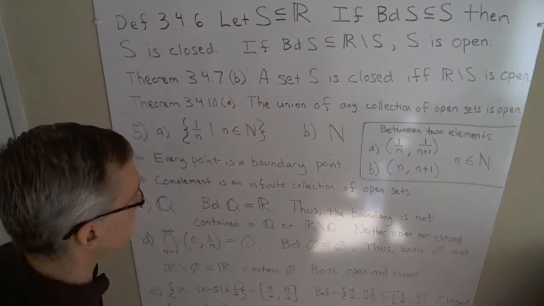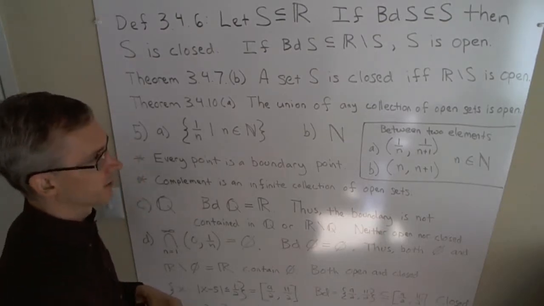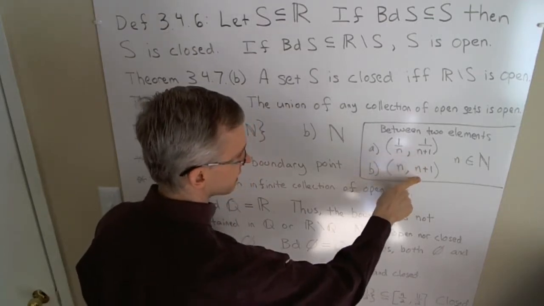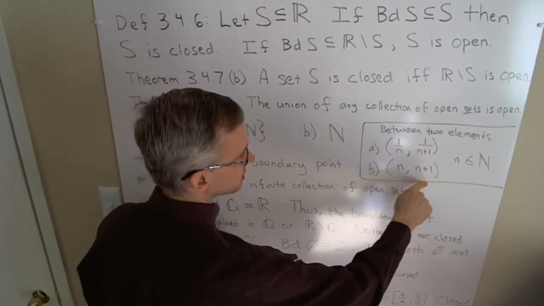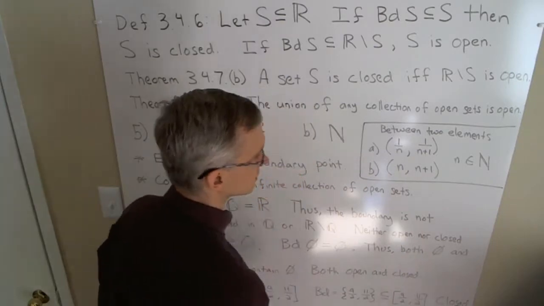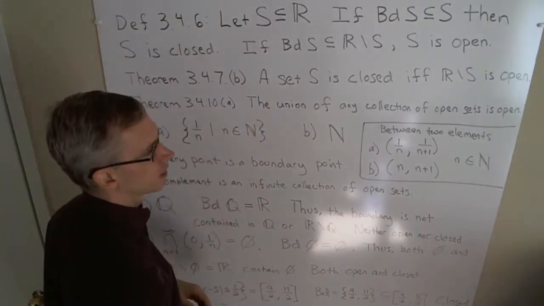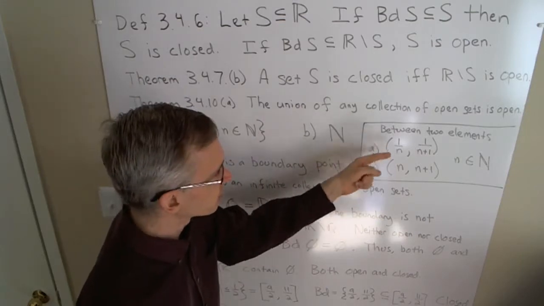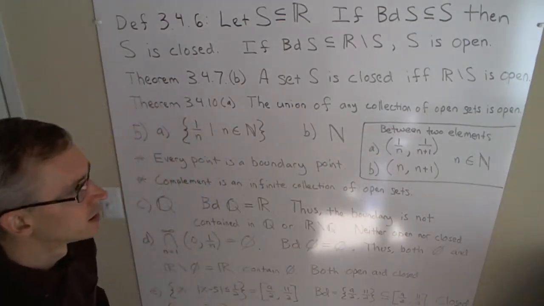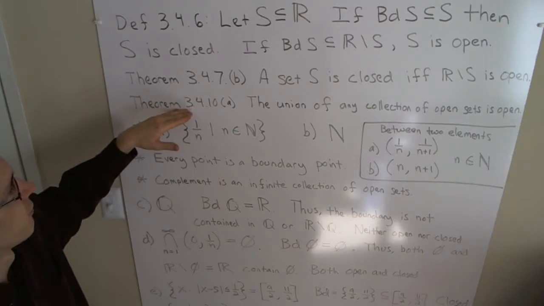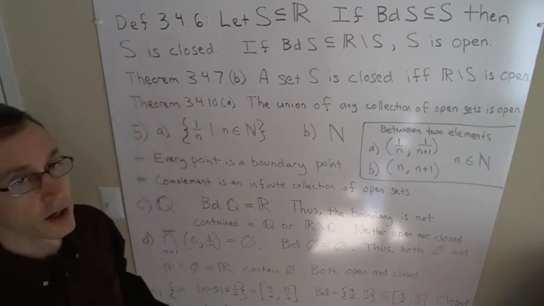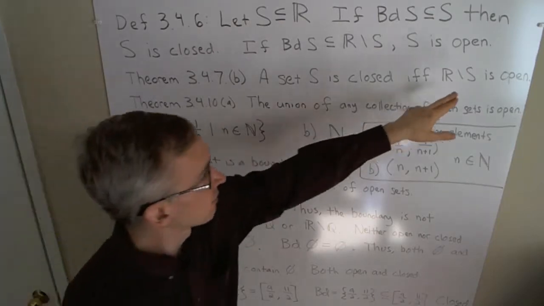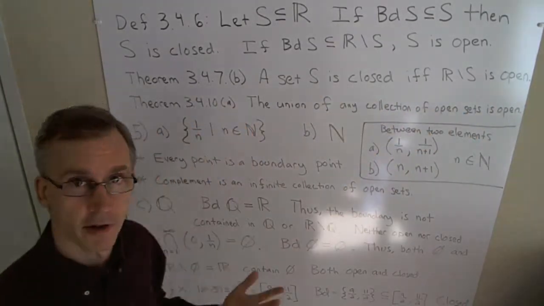Another way to think about this is to look at the complements. So the complement is comprised of sets like these, such that n is an element of the natural numbers. So if you take the infinite union of either of these, by theorem 3410a, you get an open set. And hence, the complement is open and the sets are closed.